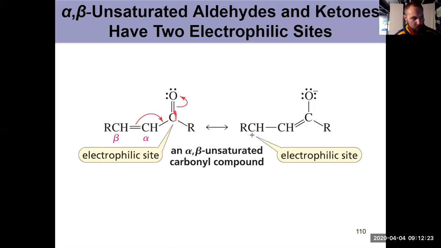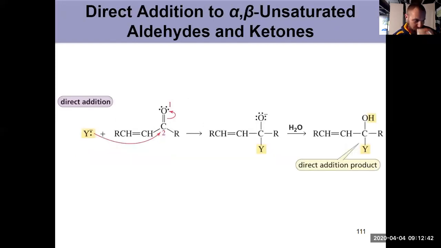I've got my traditional electrophilic site over here on this carbon that we've been talking about for 2 chapters. But if I think about the resonance contributors, this carbon, the beta carbon, is also a possible electrophilic site. And we're going to talk about both of those and which one we react with. Think about the carbonyl first. If I just have a nucleophile come in and directly attack that carbon, as I have been doing, that's known as a direct addition. Also known as a 1,2 addition, keeping the oxygen as number 1, that's carbon 2. A 1,2 addition, more commonly known as a direct addition.